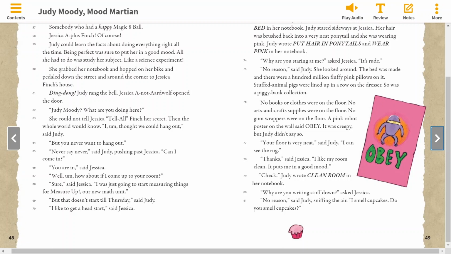"Your floor is very neat," said Judy. "I can see the rug." "Thanks," said Jessica. "I like my room clean. It puts me in a good mood." Check. Judy wrote "clean room" in her notebook. "Why are you writing stuff down?" asked Jessica. "No reason," said Judy, sniffing the air. "I smell cupcakes. Do you smell cupcakes?"